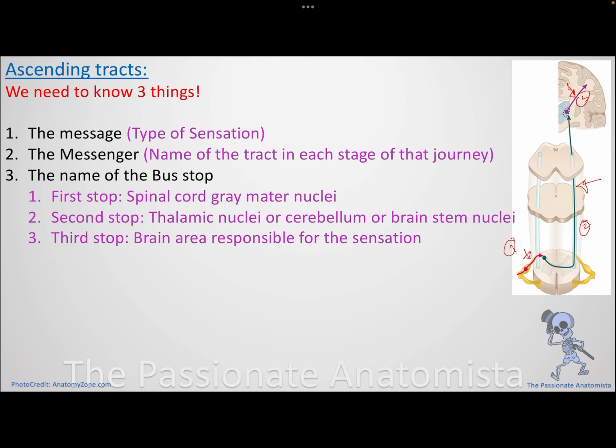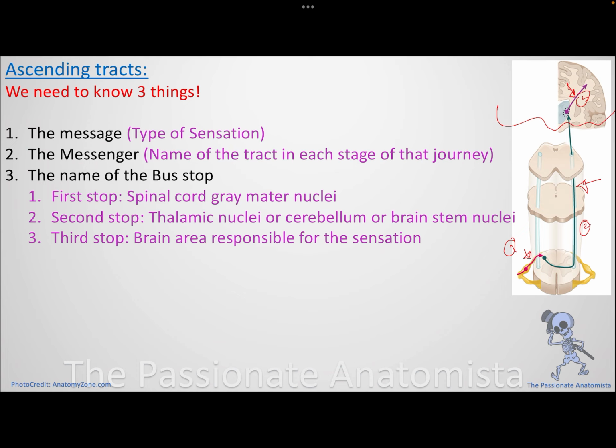So first of all, you need to know the sensation. Is it pain, temperature, light touch, pressure, proprioception? What kind of sensation is it? What is the name of that tract that is carrying it? And that tract, when it reaches the brainstem, what's the name of it? And then where does it go? All of them go to the VPL nucleus of thalamus. All of them go through the posterior limb to the somatosensory area. Done. So the last stage here is the same for all of the ascending sensory tracts.